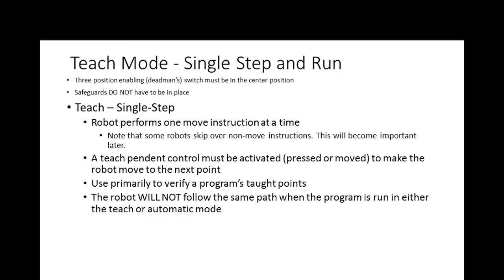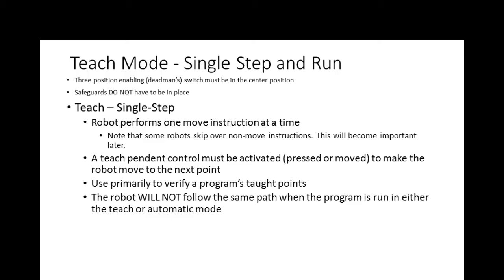In each single step, the robot performs one move instruction at a time. Some of your robots skip over non-move instructions. This might become important if you put an instruction in there to cause it to open and close the gripper, which means if the gripper doesn't open because the single step skipped over that, then you could collide the gripper with something, right? Each move must be activated on the pendant. You have to press to make each move. You've got to have the 3 position enabler in play. And the robot will not follow the same path as when the program runs.